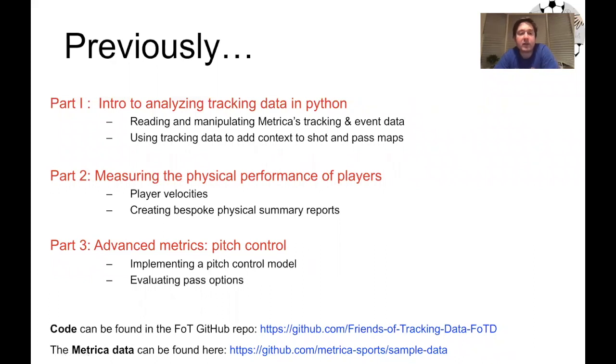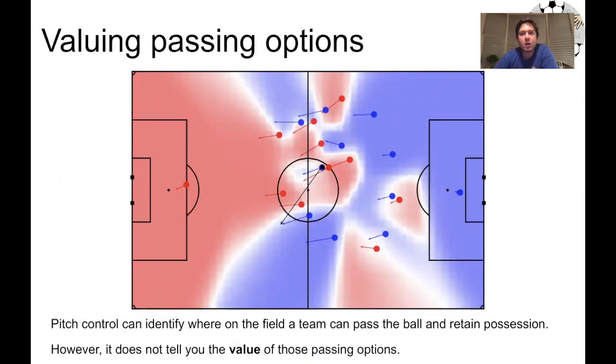Today, we're going to take this one step further and look at how you can place a value on player actions. As ever, all the code can be found in the Friends of Tracking GitHub repository at this link here. And the tracking data set that Metrica Sports have very kindly made publicly available can be found in their repository in the second link.